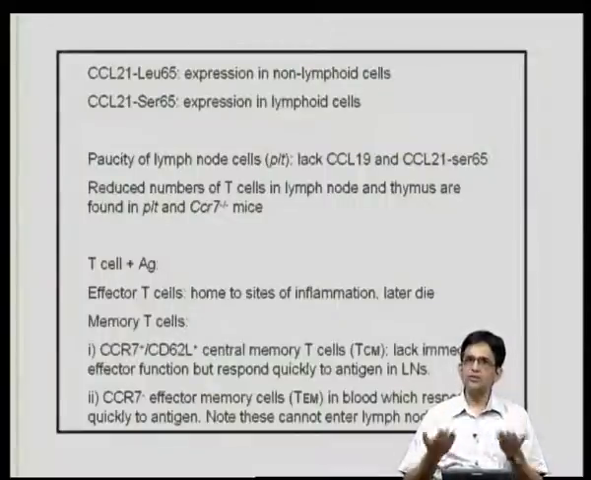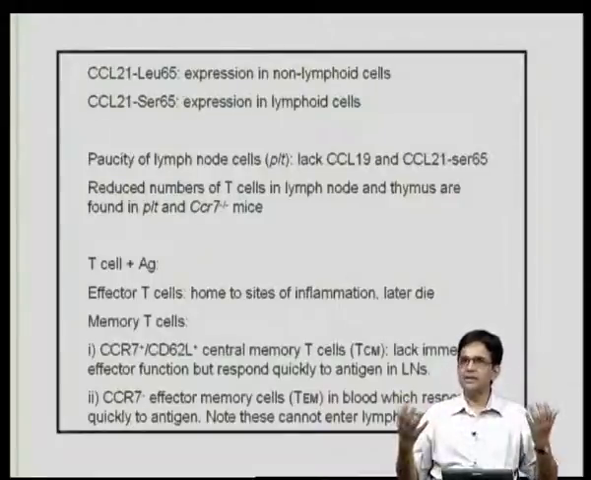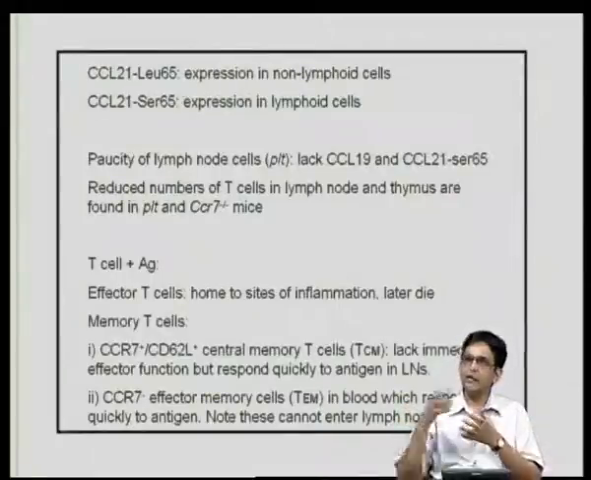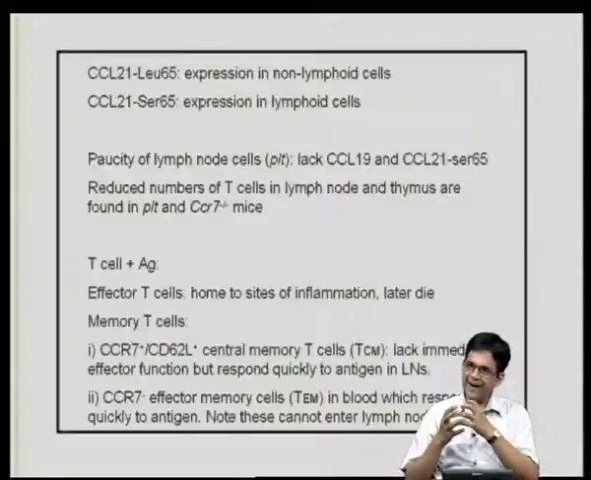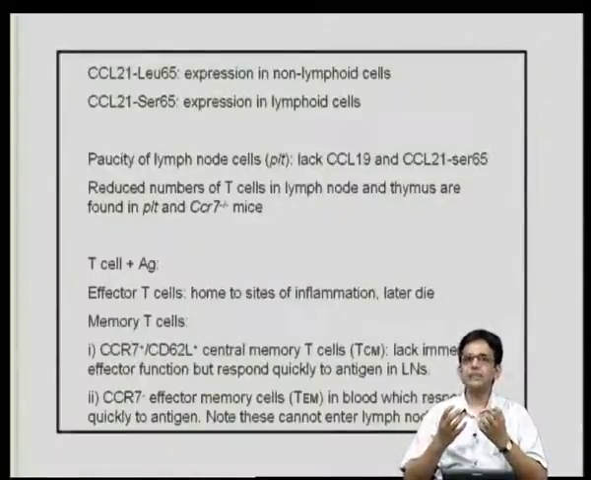You have paucity of lymph node T cells. Why is there paucity of lymph node T cells? It is not that the T cells are not there, the T cells are there, but they do not enter the lymph nodes. They do not enter the lymph nodes because the ligands that are necessary for attracting these T cells to the lymph nodes are missing.